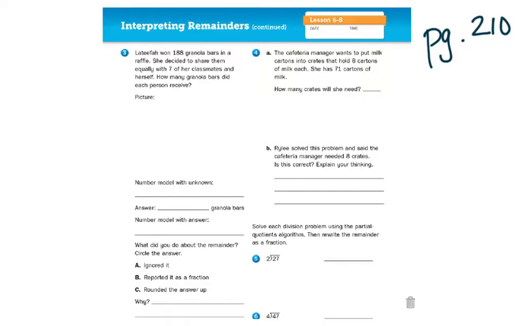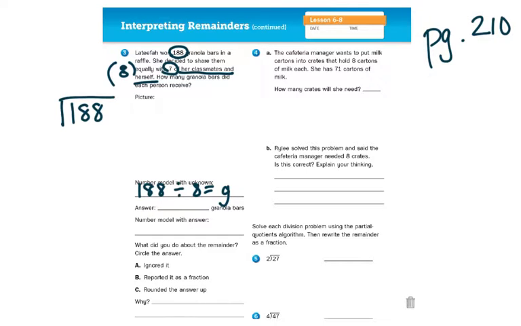Latifa won 188 granola bars in a raffle. She decided to share them equally with 7 of her classmates and herself. Be careful. How many people is that altogether? 8. How many granola bars did each person get? So the number model is 188 divided by 8, not 7. Put a G for granola bar.